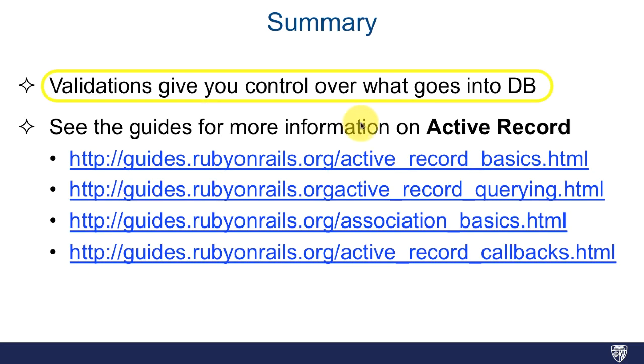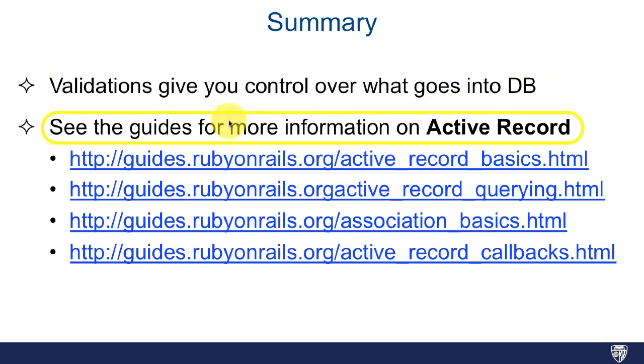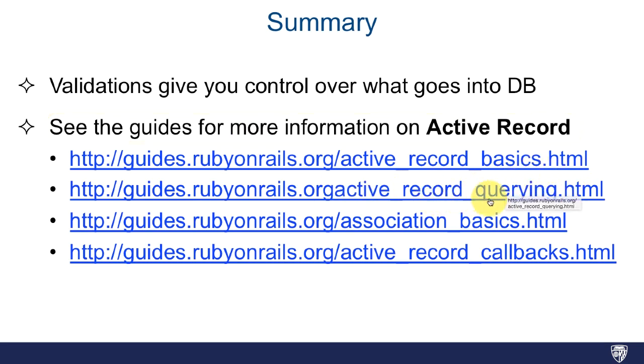So in summary, validations give you control over what goes into the database, and we're getting close to the end of our coverage of Active Record, so I just wanted to share some links to the guides where a lot of this information is found. So if you ever have a question about something, you could always look this up. So there's the Active Record basics, the Active Record querying, associations, and callbacks are the things that we covered so far.